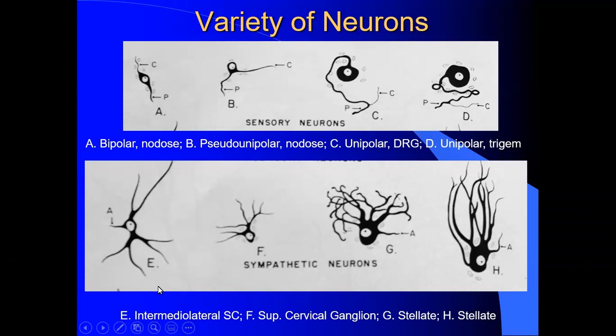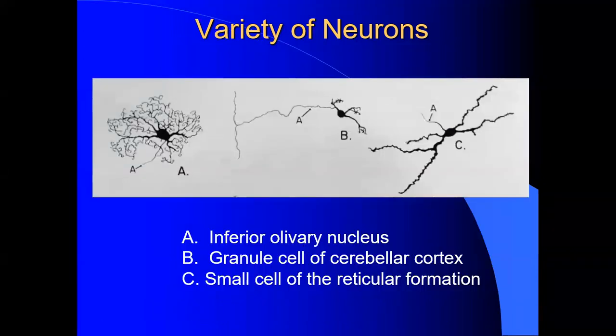Here's a neuron from the intermediolateral column of the spinal cord. Here are a couple of neurons from the superior cervical ganglion and a couple from the stellate ganglion. Notice now that they're starting to show you the axon and the complexity of the dendritic tree. I'm going to just keep going. The sequence is what makes the point.